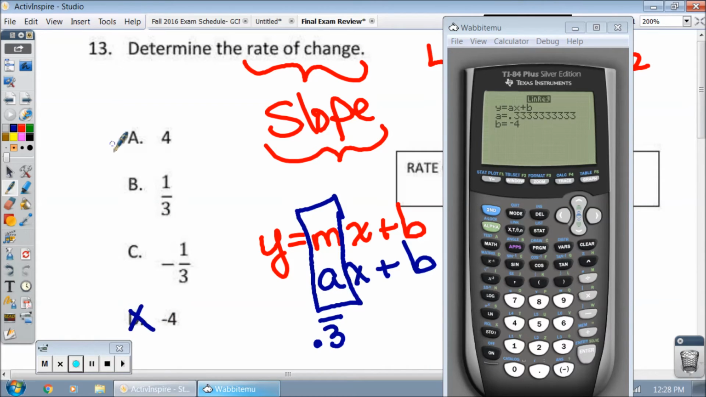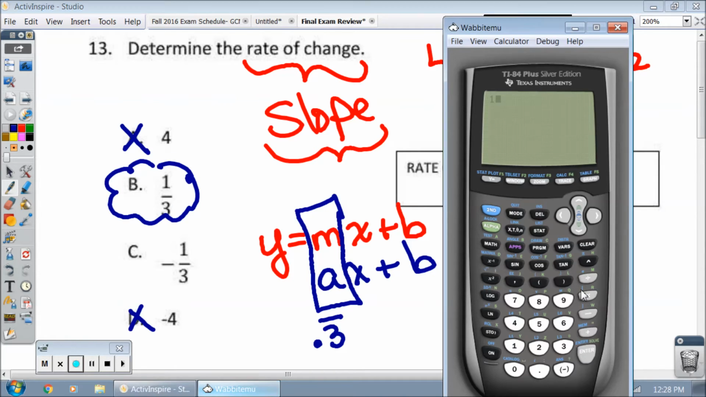You know it's not D, you know it's not A. If you look, it's positive. And if you weren't for sure, you could take 1 divided by 3 and you would see 0.3 repeating. Or you could take 0.3 repeating and do math, frac, enter, and it'll give you your fraction. So your slope, or your rate of change, is B.